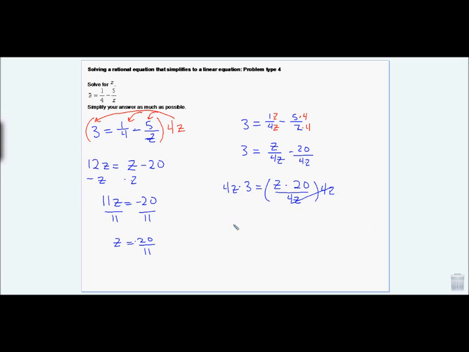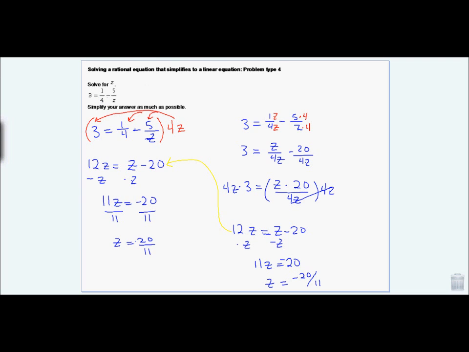Those will cancel. And I get 12z is equal to z minus 20. Now you can see that this step here is identical to that step there. Subtract z from both sides. I get 11z is equal to negative 20. Dividing both sides by 11, I get z is equal to negative 20 elevenths.